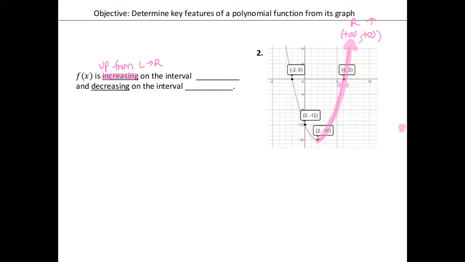So for the increasing, remember you're looking at the start of the pink to the end of the pink. So the start of my pink, I've got the 2 right here. And I follow the pink until I get to the top of that positive infinity. So my interval for the x's is going from 2 to positive infinity.